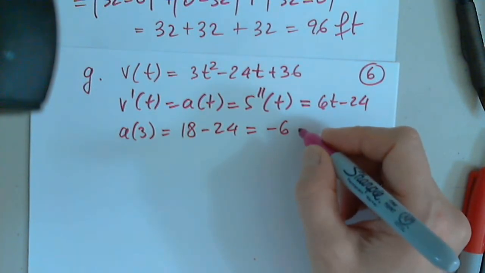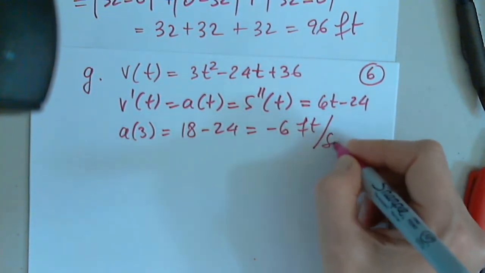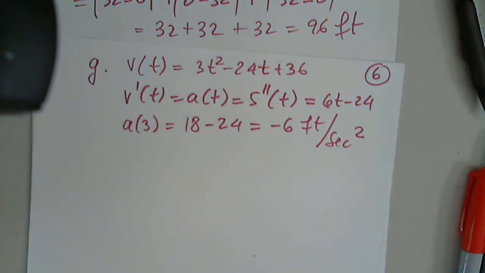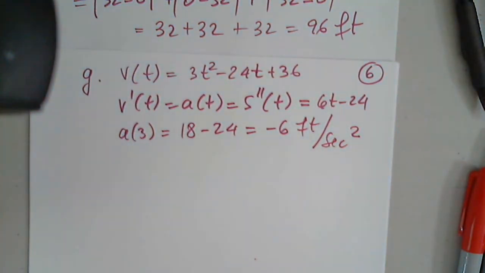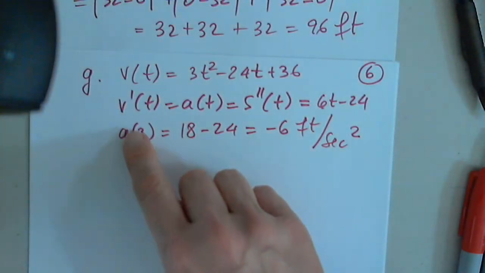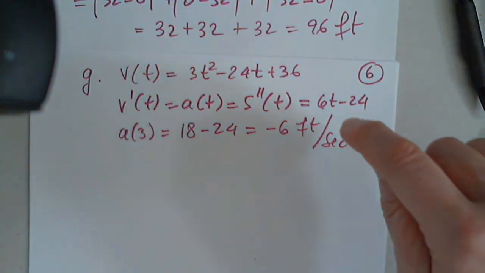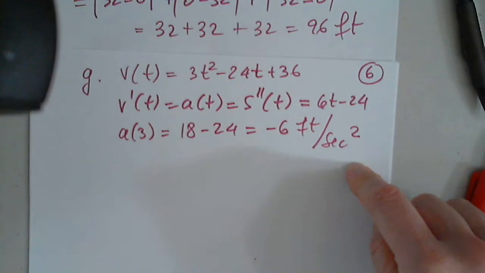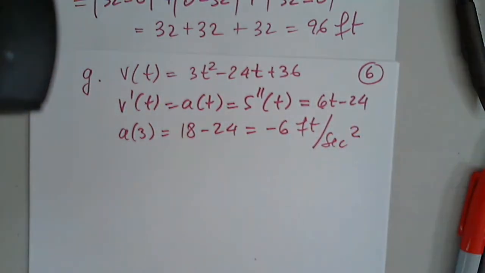Feet per second squared. Very good. Do not confuse it with the velocity, which is feet per second, because acceleration is the rate of change of the velocity with respect to time. Feet over second over second. Okay, perfect.